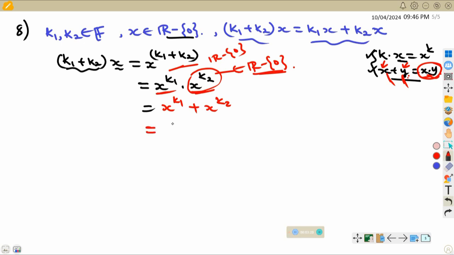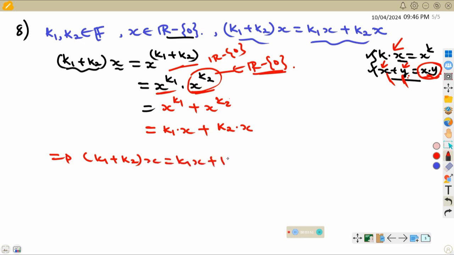And this will be the same as, when I look at this, this is also x to the power of a scalar, so it is x to the power k. I can still write this as an equivalent expression: k1 times x plus k2 times x. So clearly, we can say that (k1 + k2) of x is the same as k1 of x plus k2 of x, and this property will also be satisfied.